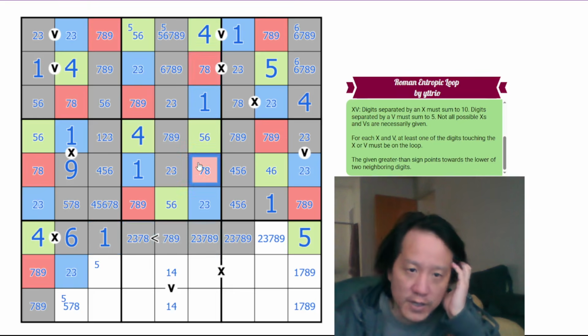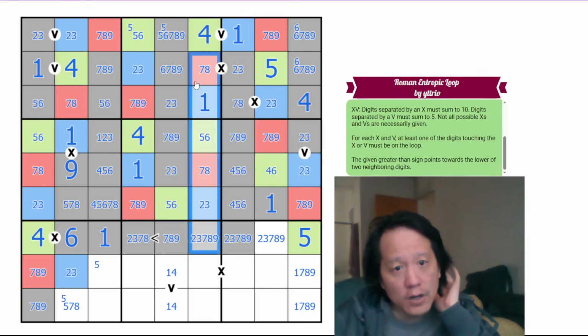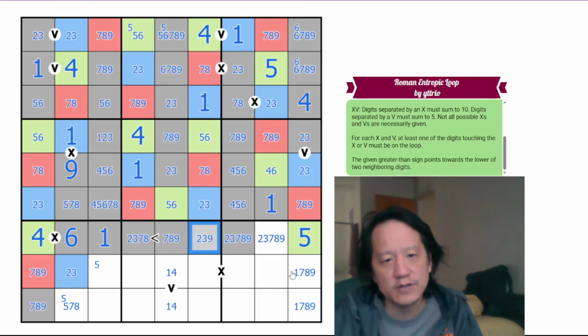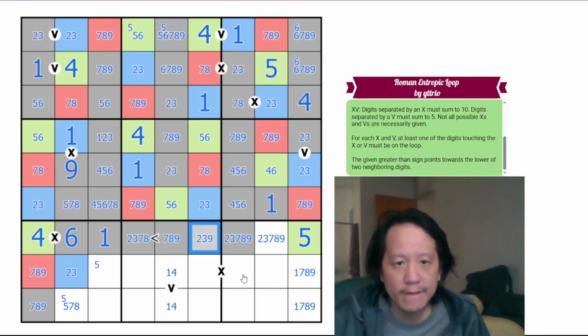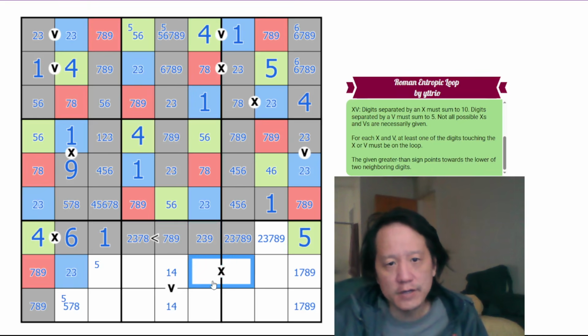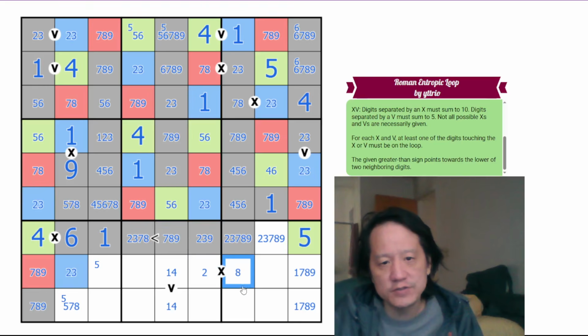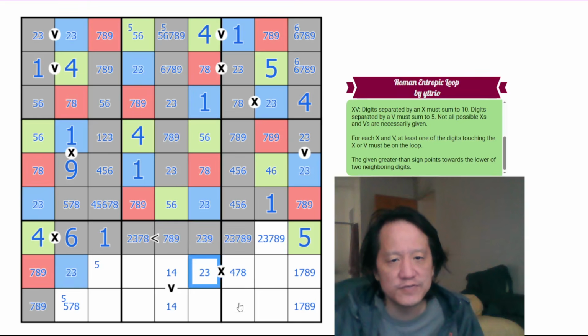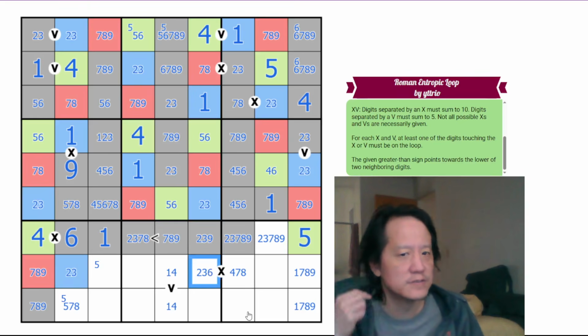We have a 7, 8 pair in column 6, which eliminates 7, 8 in the rest of the column. This can't be 1, 9. It could be 2, 8 if this is 2 and that's 8. It could be 3, 7 if this is 3 and that's 7. It could be 4, 6 if this is 4 and that's 6.